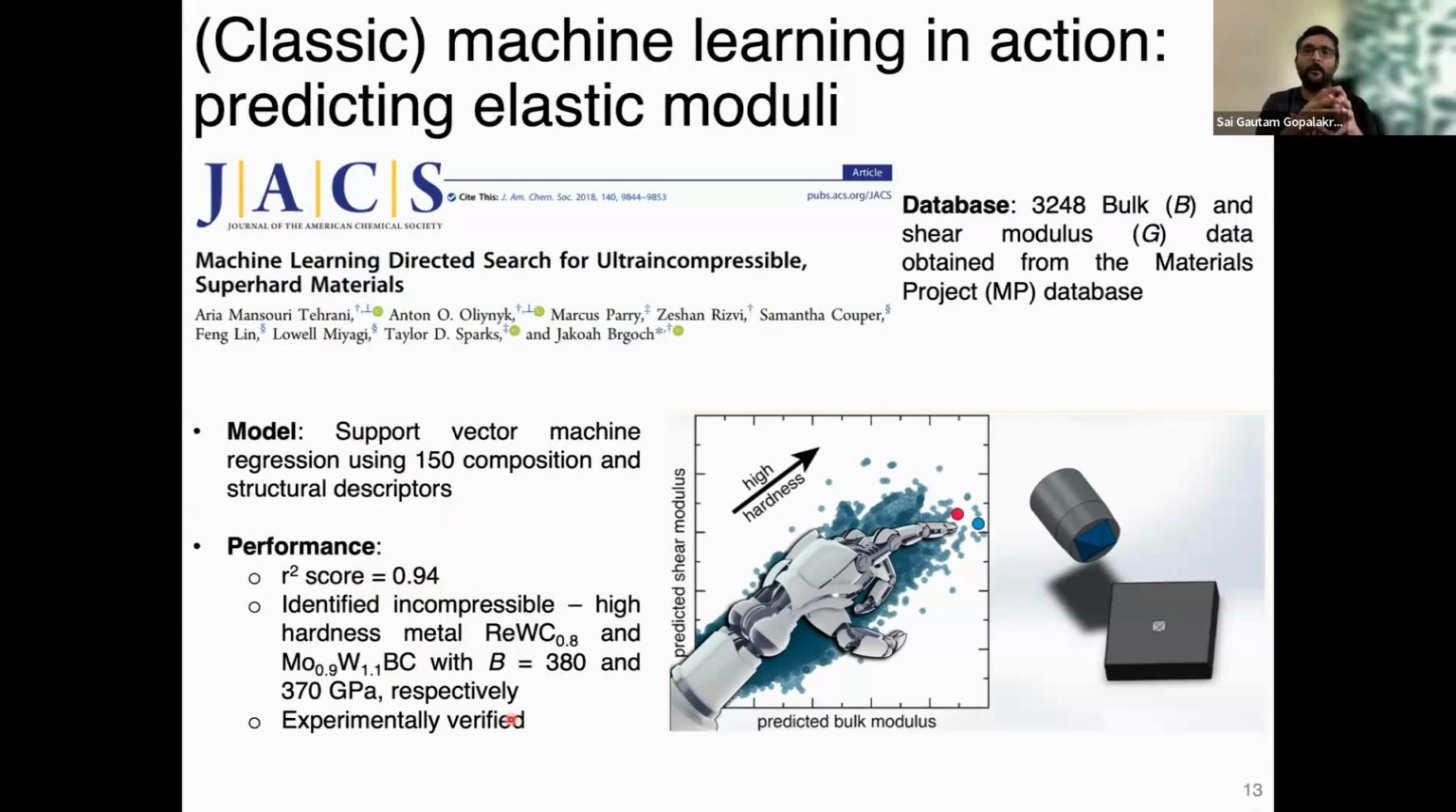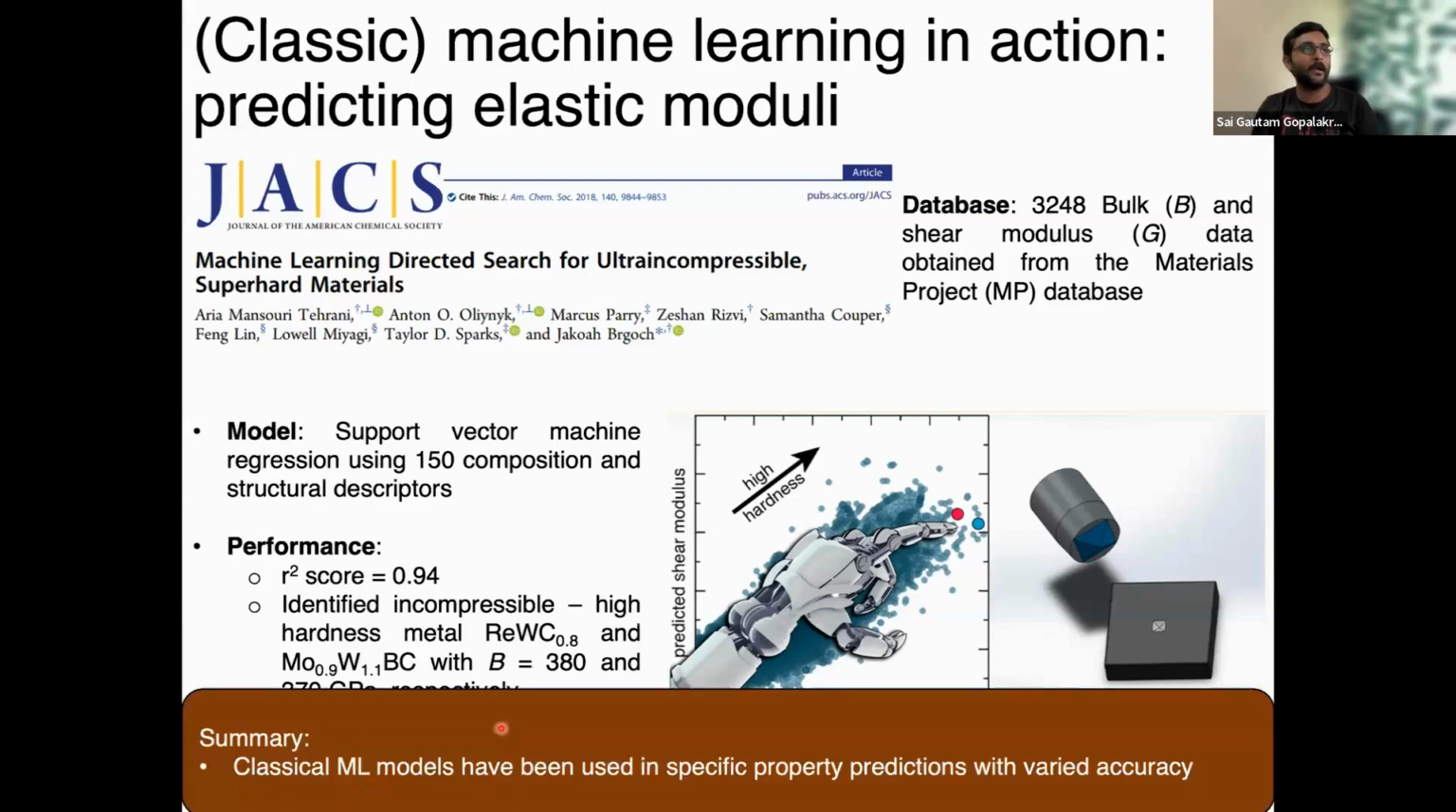So this is another example of a classic machine learning workflow where the authors didn't generate their own data set. They took a data set that was built already from computations, but then they built a classic machine learning model, a non-linear model, trained it, made predictions, and then identified new materials that can be incompressible. So another example of a classic machine learning workflow in action.